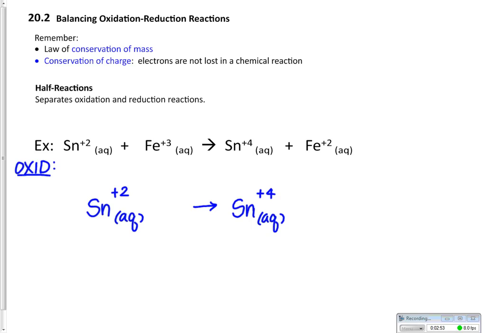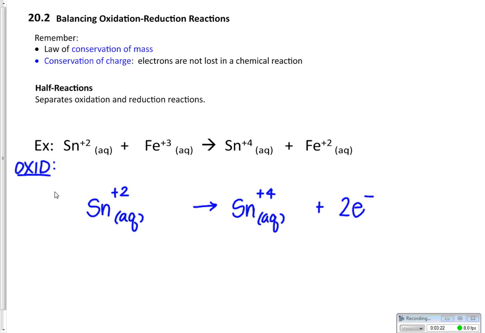And the only way to get this to balance is to lower its charge on the right-hand side. And the acceptable way to lower charges is by adding electrons. So since this is a +2 on the left side and this side is a +4, I'm going to add 2 electrons. Remember, electrons have negative charges. So if I add 2 electrons to my 4 positives, I now have an overall charge of +2. And I have balanced this half reaction, both mass and charge.